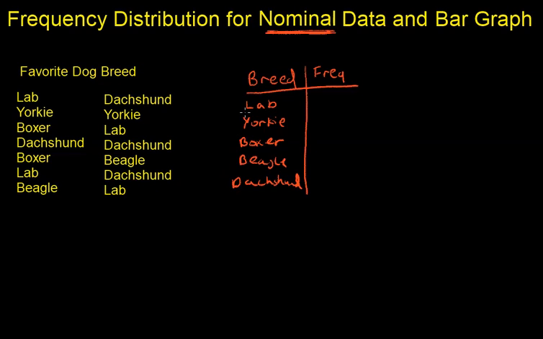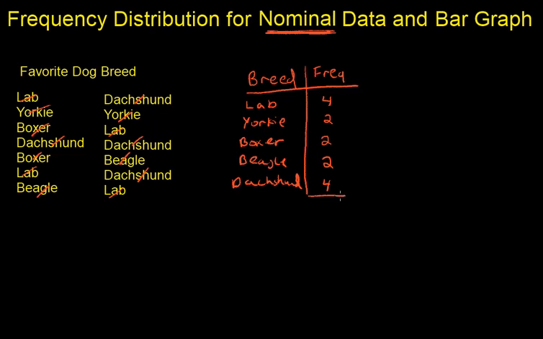So now we just need to count the number of labs. I like to go ahead and cross it out as I'm counting. So 1, 2, 3, 4. 4 labs. How many Yorkies are there? 1, 2. 2 Yorkies. How many Boxers are there? 1, 2. 2 Boxers as well. Beagles, 1, 2, again 2, and then lastly Dachshund, 1, 2, 3, 4.